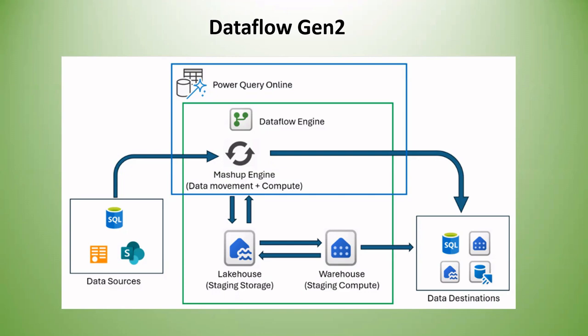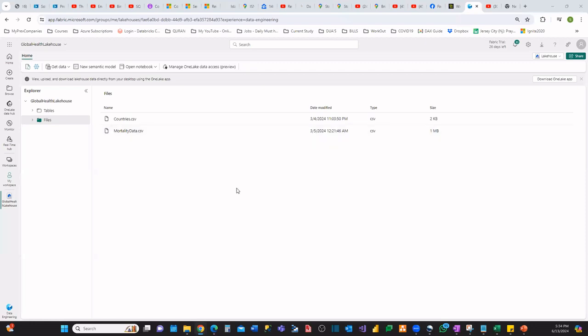Let's go back to the Fabric portal and launch the Dataflow Gen2 engine and start transforming our dataset in our lakehouse. So I'm in the Microsoft Fabric portal. I already have some data files loaded into our lakehouse that I'm going to use in this demo session. I'll add the link of the sample data sets into the video descriptions. Let's quickly go over these two sample data sets that we'll be working on.